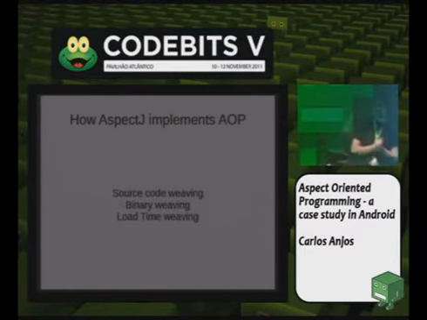And then there's load time weaving, in which you just start the Java virtual machine, and through class loading magic, the code gets mixed. In Android, I don't think that will ever work. I've never tried it because, as you might know, Android doesn't have a real Java virtual machine. It has a Dalvik virtual machine. So that's really not an option.